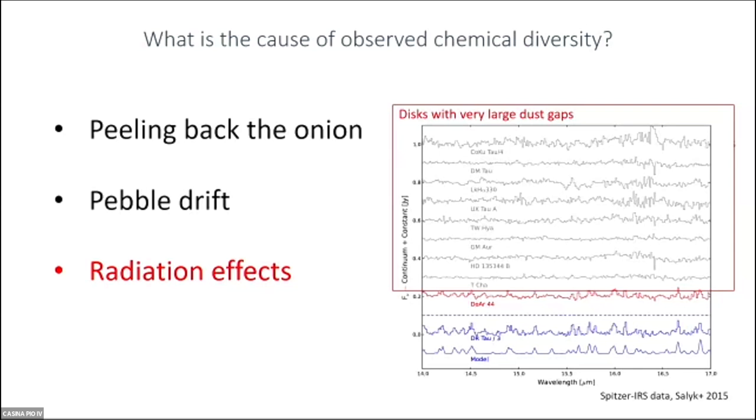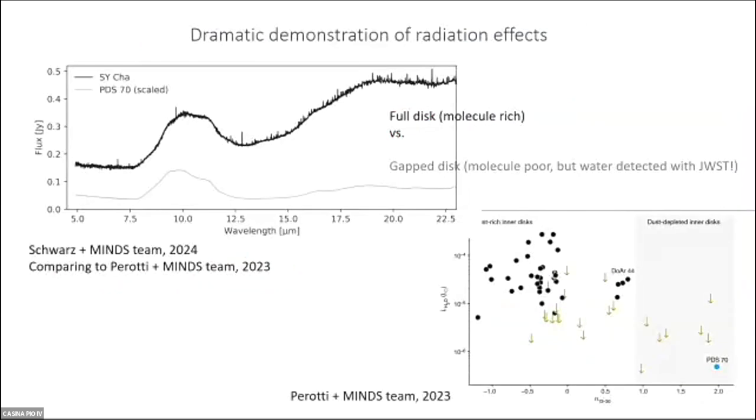Most disks were water vapor rich, but all of the disks that had these large gaps did not have water vapor in them. Again, that's a little hard to see for a non-expert, but on the top, those were basically noise spectra rather than water. And we've seen a really dramatic demonstration of that with JWST as well. On the top is a comparison of a molecule-rich disk, and on the bottom one of these gap disks. However, if you really zoom in on that bottom one, there's actually water vapor there.